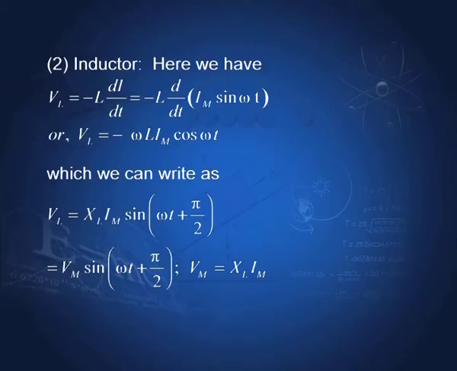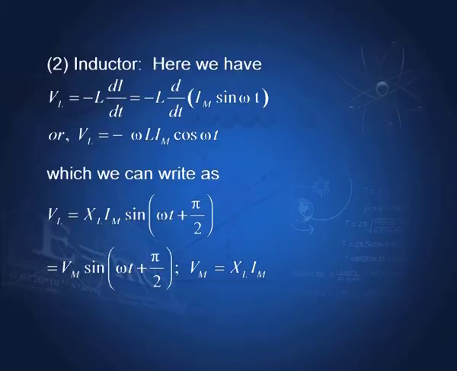Let us take an inductor. For an inductor, we saw in the last lecture, V L is minus L d I by dt, that is minus L d by dt of I m sin omega t, and therefore, I differentiate this, and V L is minus omega L times I m cos omega t. Remember, L omega is the reactance X L. This minus omega L I m cos omega t I can write as X L I m sin omega t plus pi by 2, which X L I m I can write as V m.